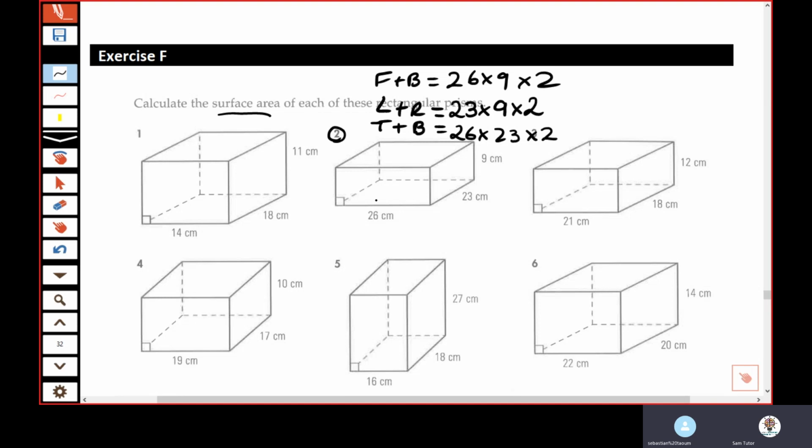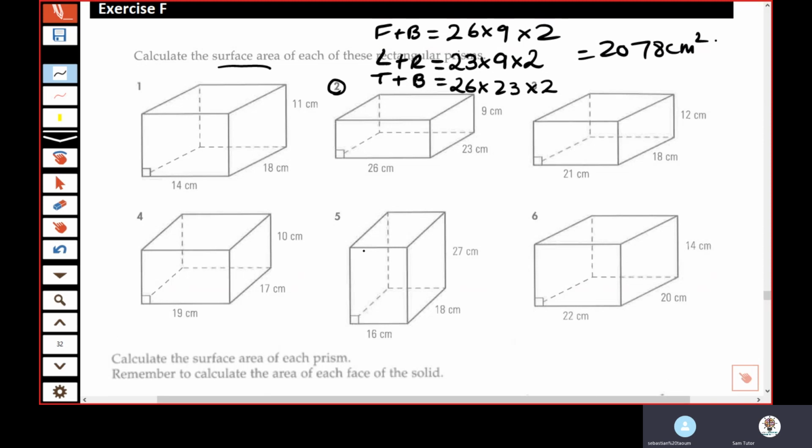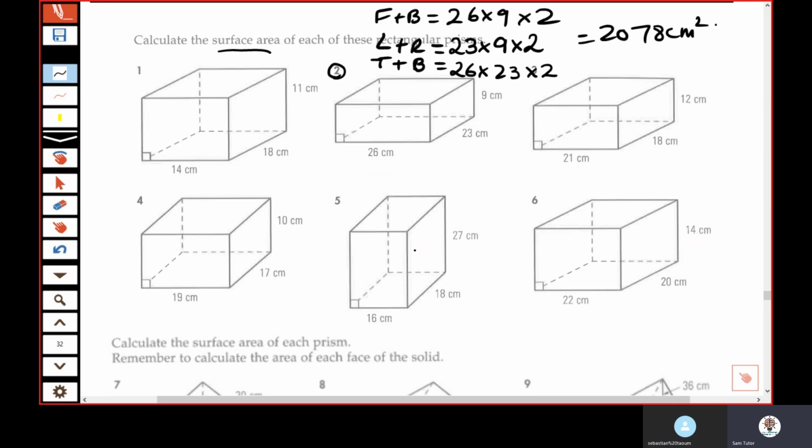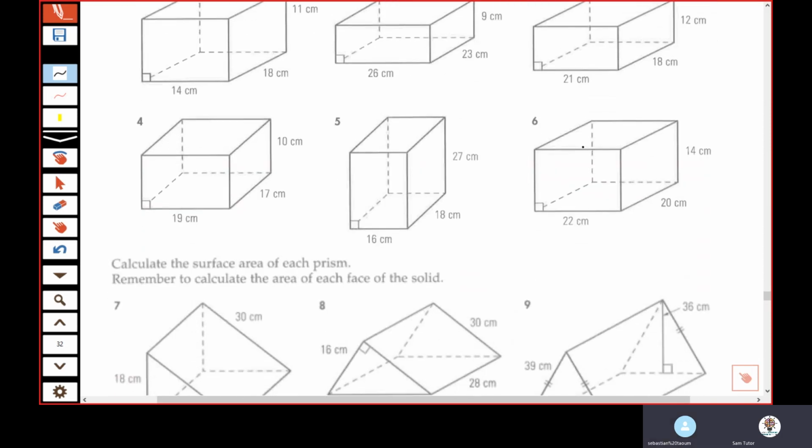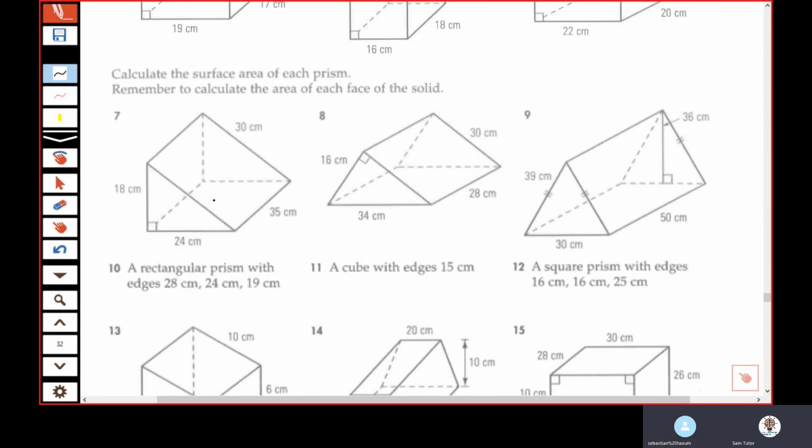It's 2,078 centimeters squared. Say it again? 2,078 centimeters squared. 2,078 centimeters squared is correct. Okay, you feel like you're comfortable with this now? Yeah. If you want, just go through the video and try to answer these 3 or 4 questions, and then you can send them to me and I'll tell you if they're right or wrong. That's not a problem.